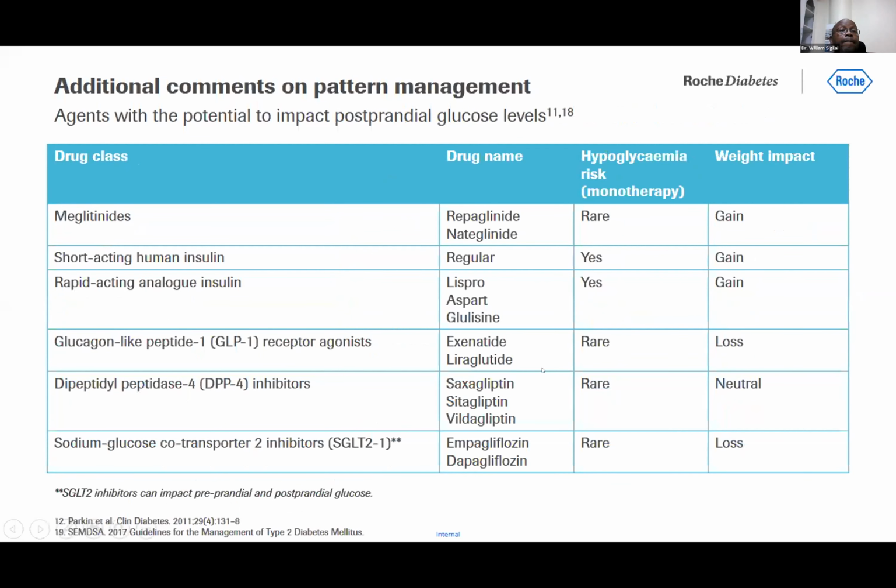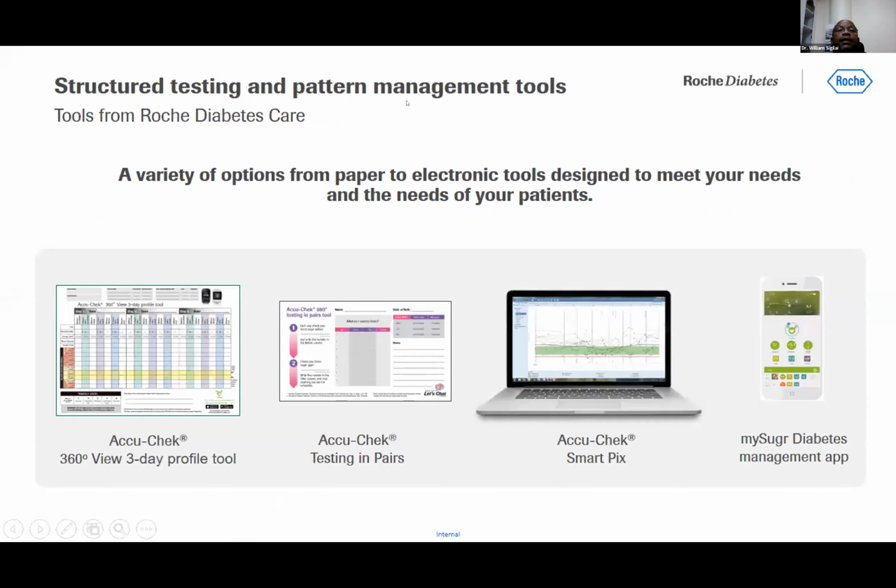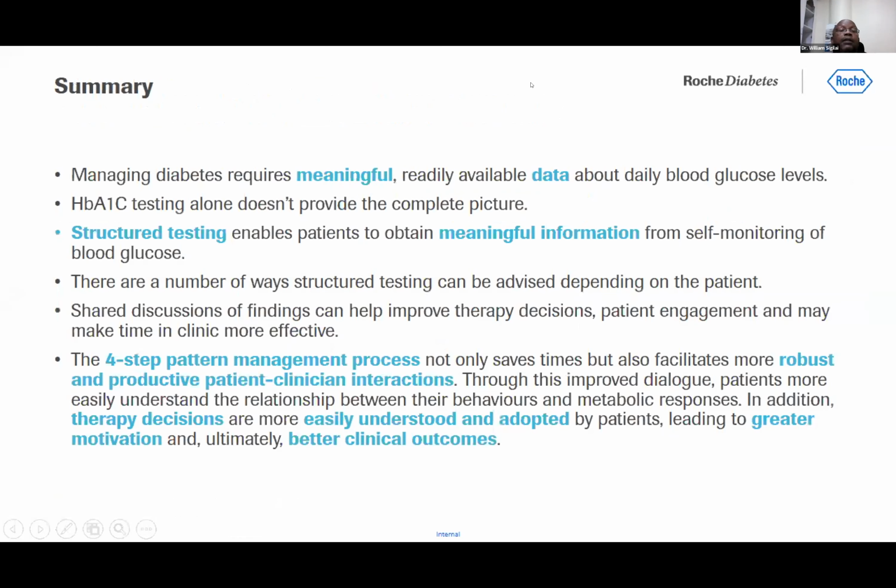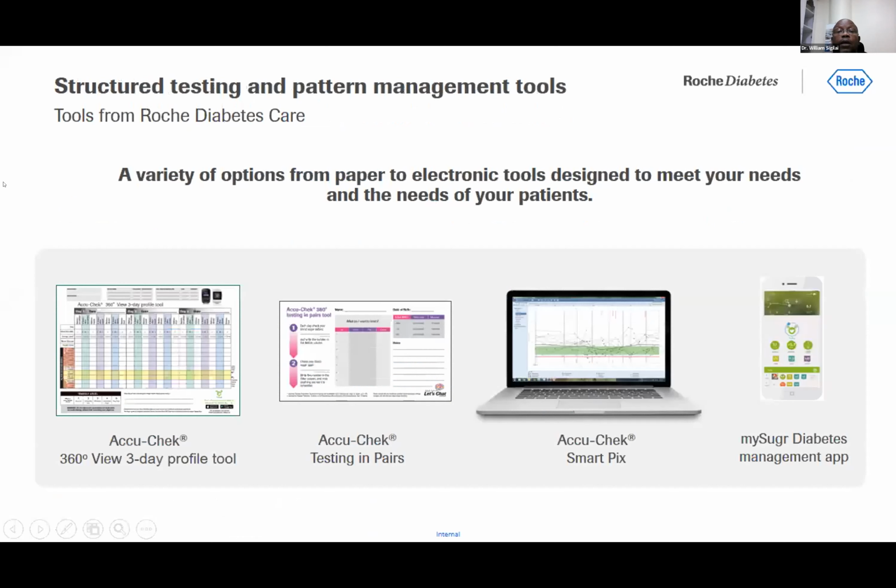Again, another group of medicines I'm not going to overemphasize. This is another list consisting of the various oral agents, various insulin. What I'm talking about is that the potential for hypoglycemia, potential for weight gain, weight loss, or weight neutrality, those are the factors that we consider. So structured testing and pattern testing, I think, is what our topic has been.